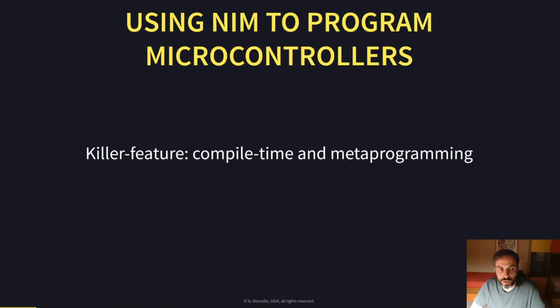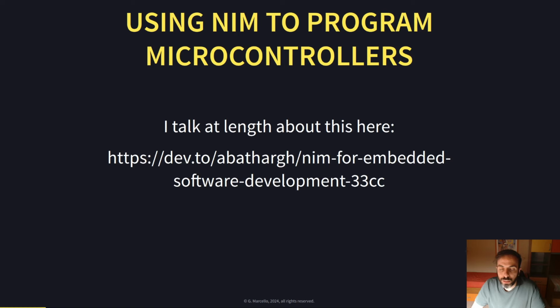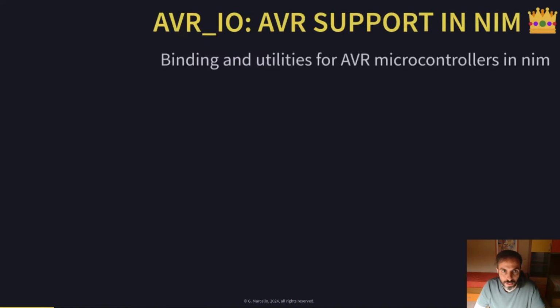And then, in my opinion, the killer feature for Nim is compile time and metaprogramming, which is out of this world. Really nice. I talk at length about all of these topics in this article that I'm linking in the slide. If you wish to know more about these features, I encourage you to read it. But I'm not going to focus on this. I just wanted to talk briefly about it because I think it's important.